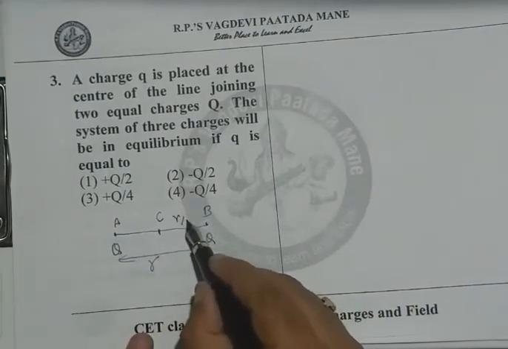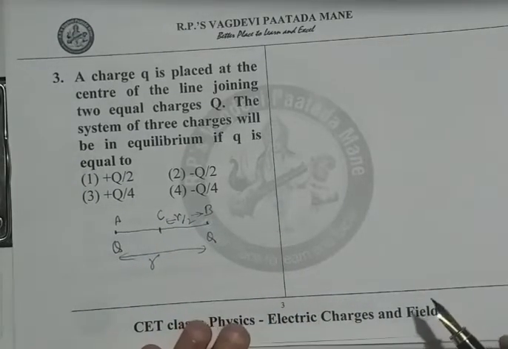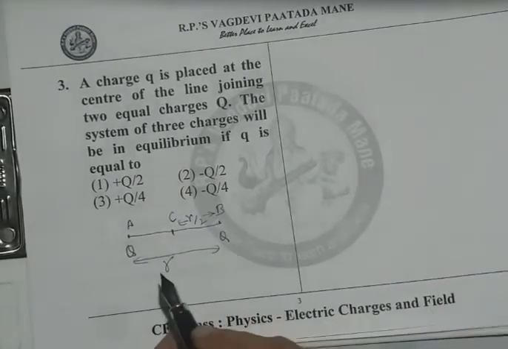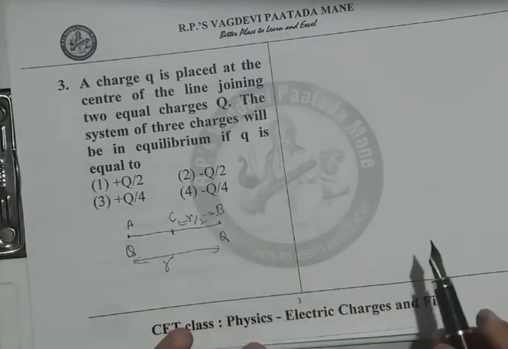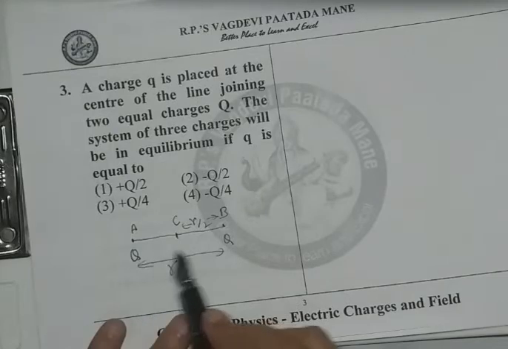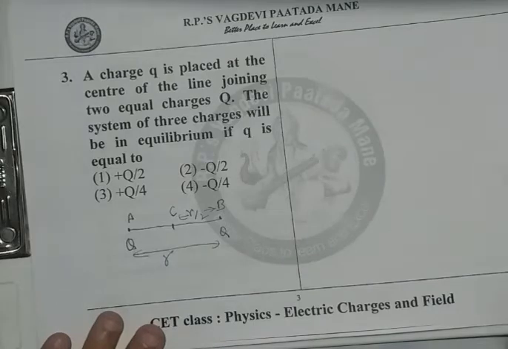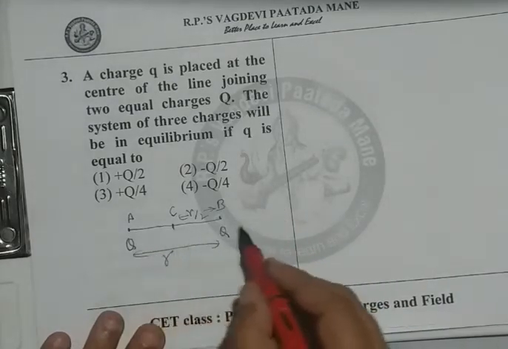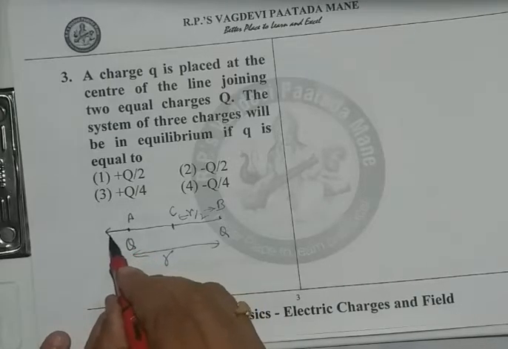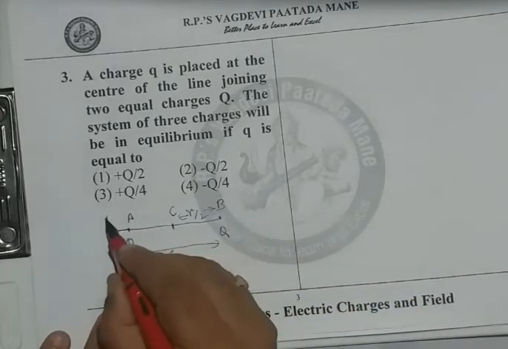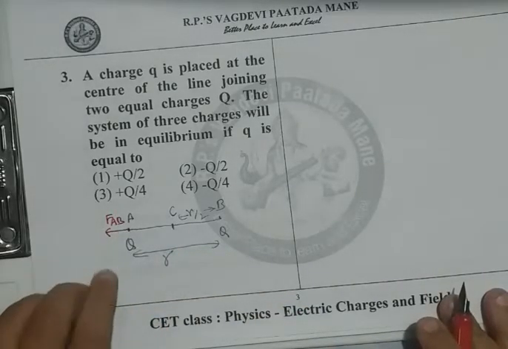Therefore, the distance between C and B is R by 2, and A and C is also R by 2. Now, we write down the force on A due to charge at B. As both charges at A and B are positive, there is a repulsive force on A due to B, or on B due to A. But I write only on one charge, A. I write it as FAB, that is, force on A due to charge at B.